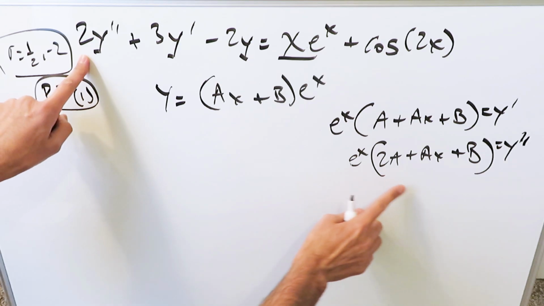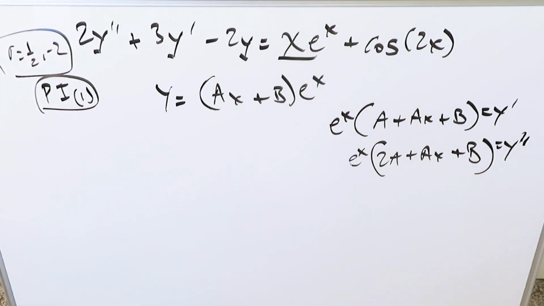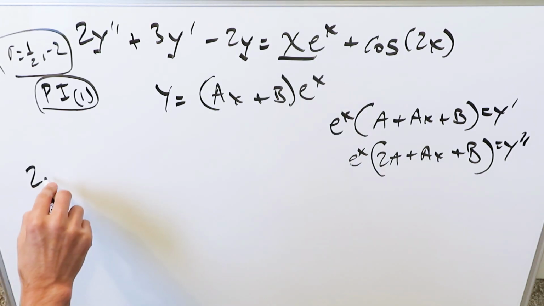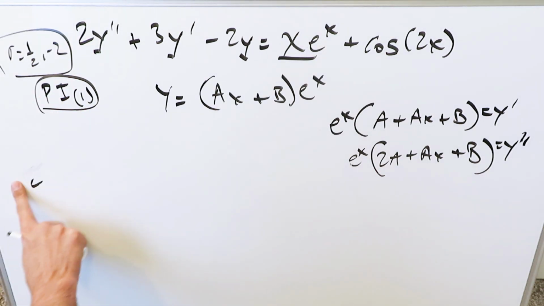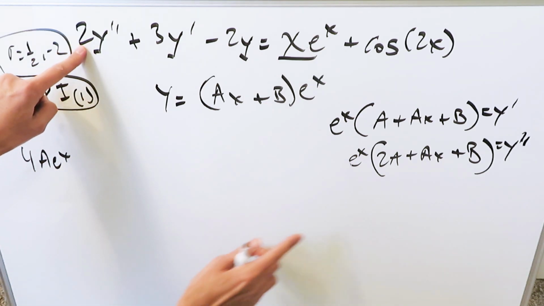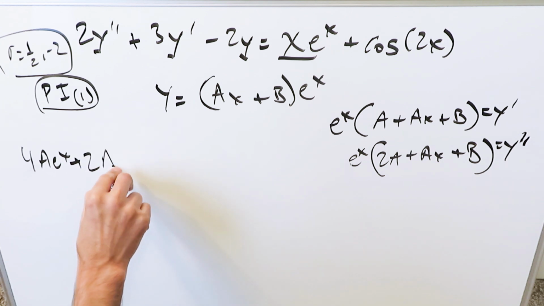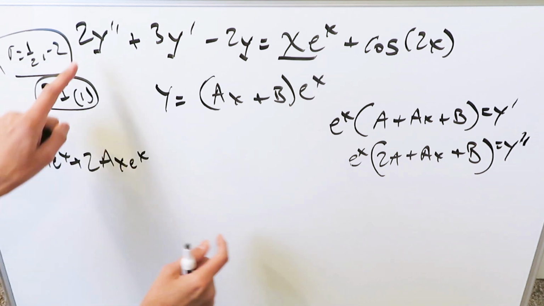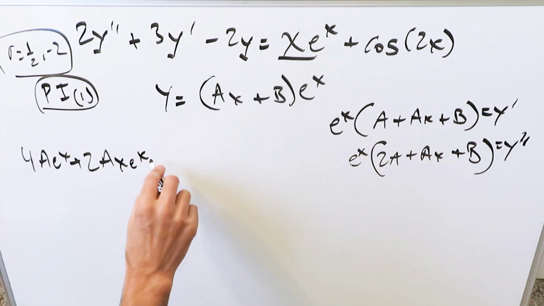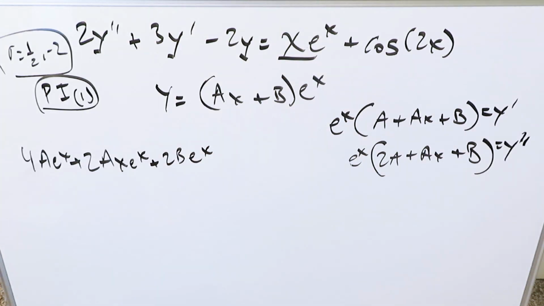I'll do 2 times all of this. When I do 2 times all of that, I'll open it up. We can do much of this mentally, but we'll open it up. We'll have 2 times this, 2a, is a 4a. So we will have over here 4a e exponent x, and I'll do 2 times that with the exponential. I'll have plus 2ax e to the x. Then I'll do 2 times this with the exponential. I'll have plus 2b e to the x. Hence it's complex because there's too much going on.